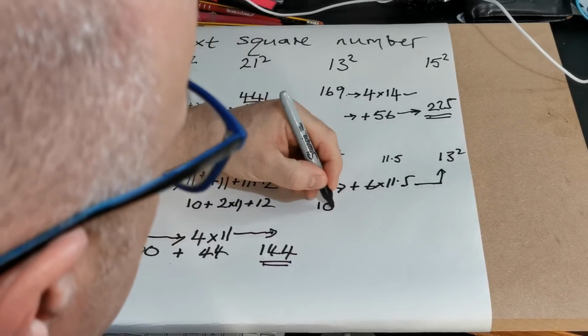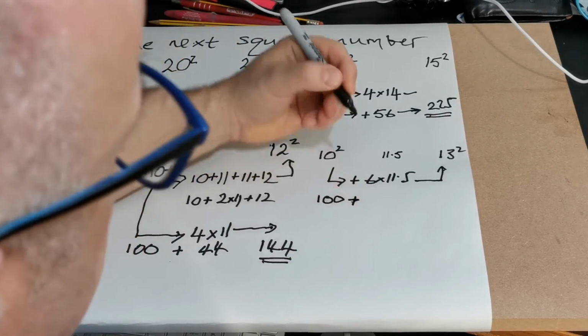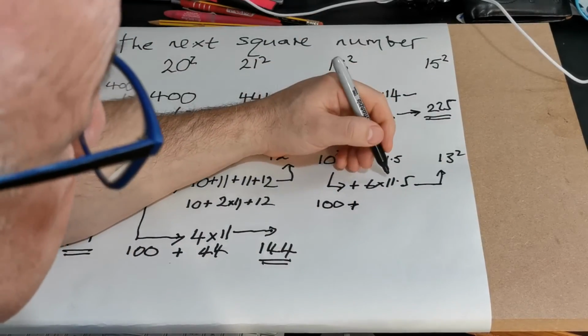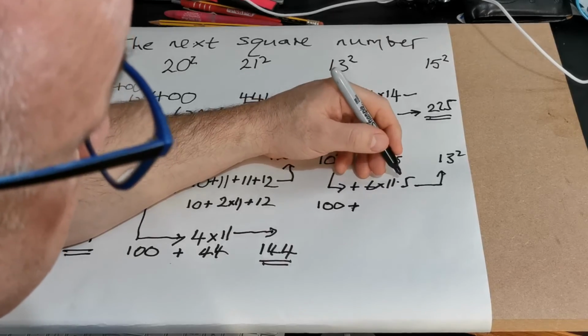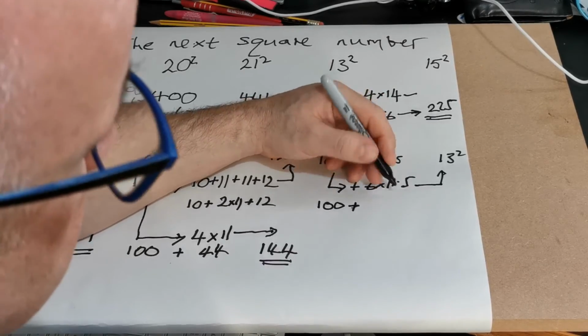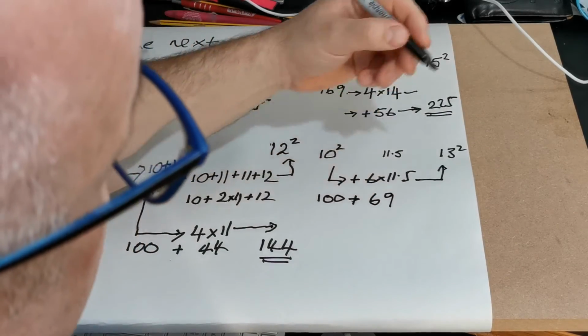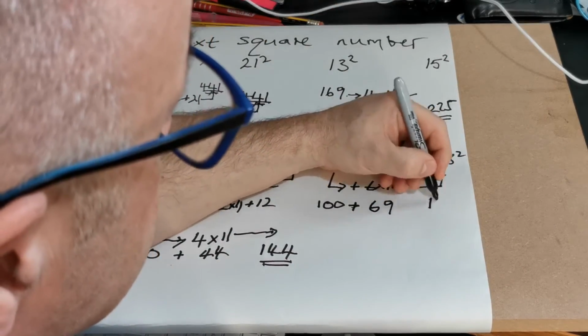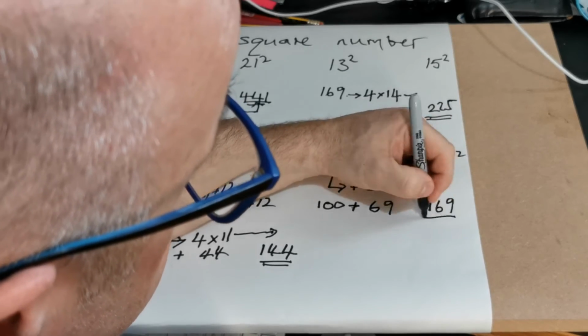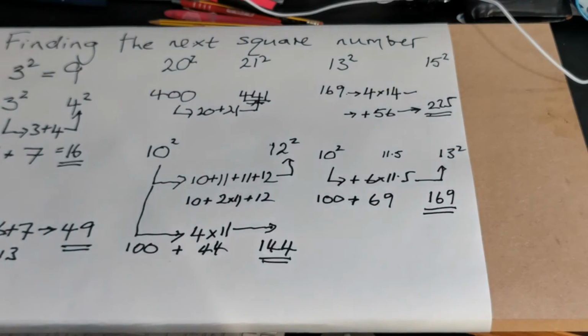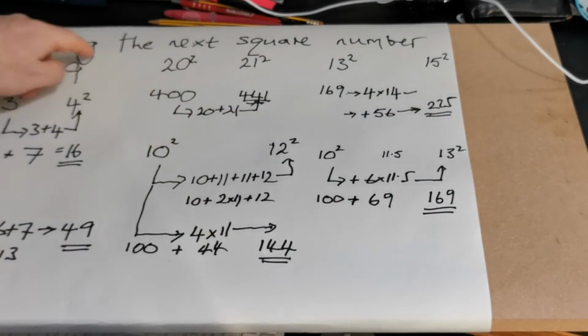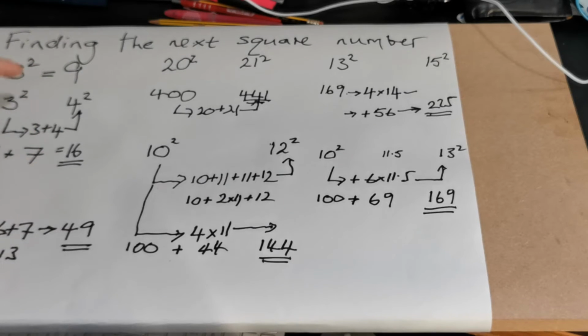So I'm going to do 100 add 6 times 11.5, well 6 tens are 60, 6 ones are 6, that's 66, and then 6 lots of the 0.5 is 3, so that's 69. 100 add 69 is 169.